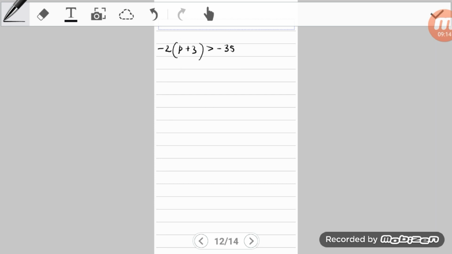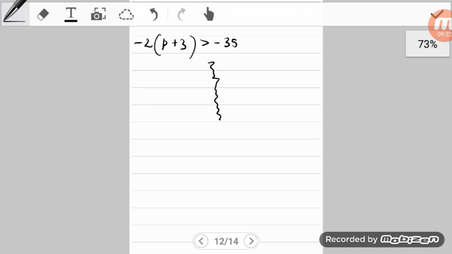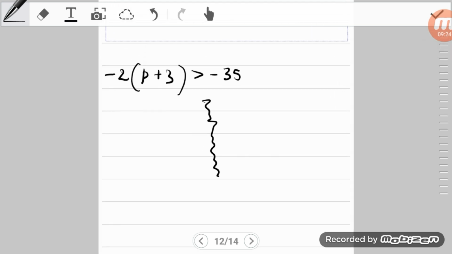All right. And again, there are 2 versions to this. I like to show my students both versions, right? So you can choose whatever method you feel best fits. So the first thing that we have to do here is to distribute the -2 here. -2 multiplied by p gives us -2p.